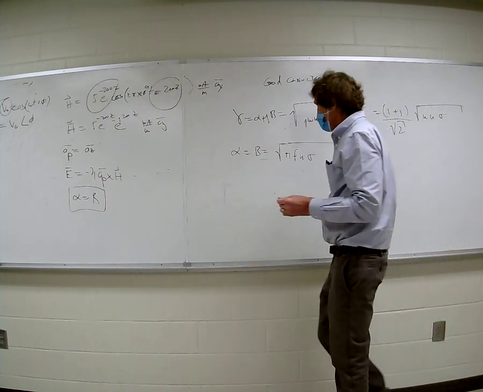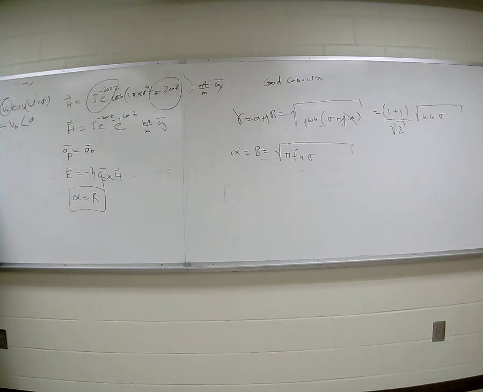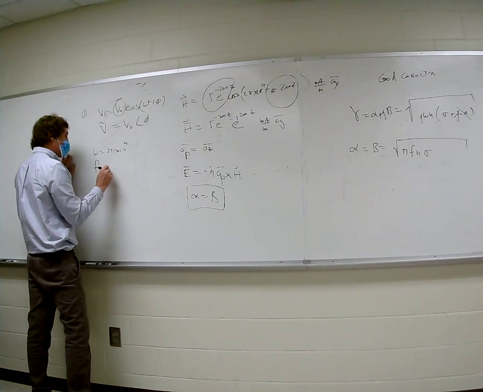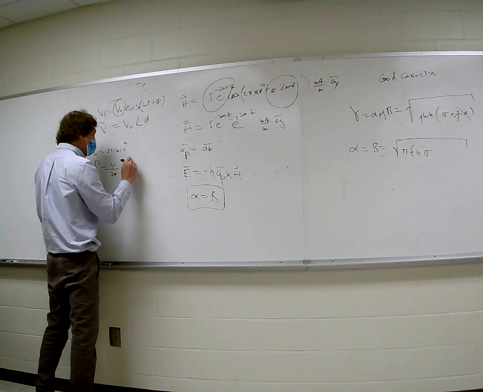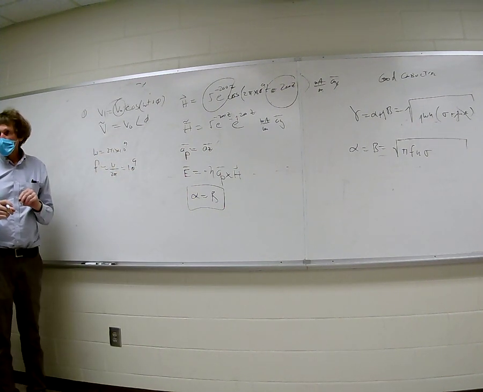So alpha equals beta. To get f, if you look at the argument of cosine, you see omega is equal to 2 pi times 10 to the 9th, and therefore f would be equal to omega over 2 pi, or it's equal to 10 to the 9th. Do we agree with that? I'm just going through the method. Right? Everybody with me on that?